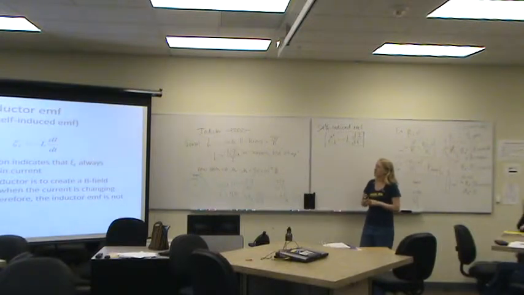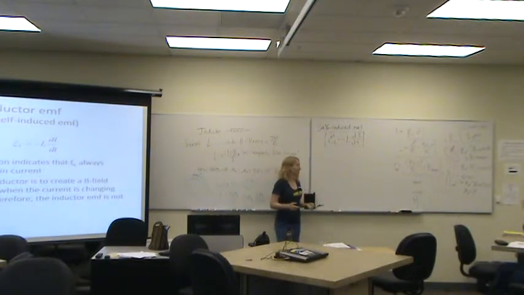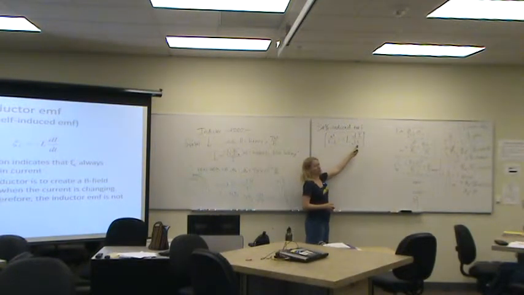So this is creating a B field, but it's only going to create a B field when the current changes through the coils. So our induced EMF is not constant. It's dependent on the change in the current. So if your current's constant, there's no induced EMF.